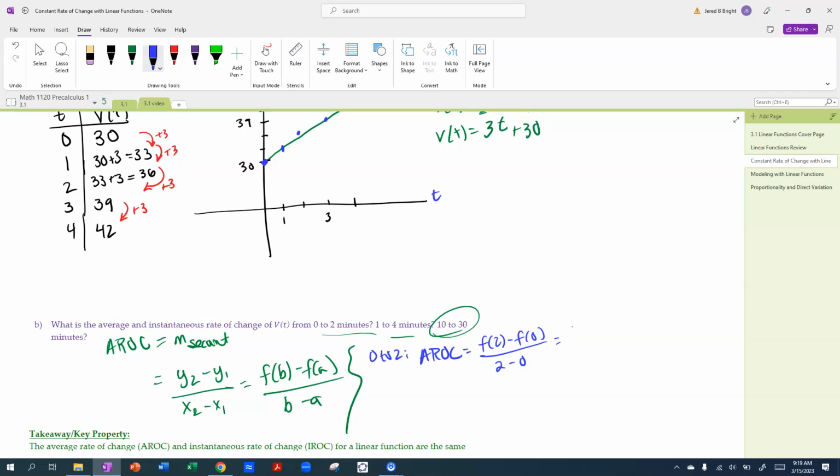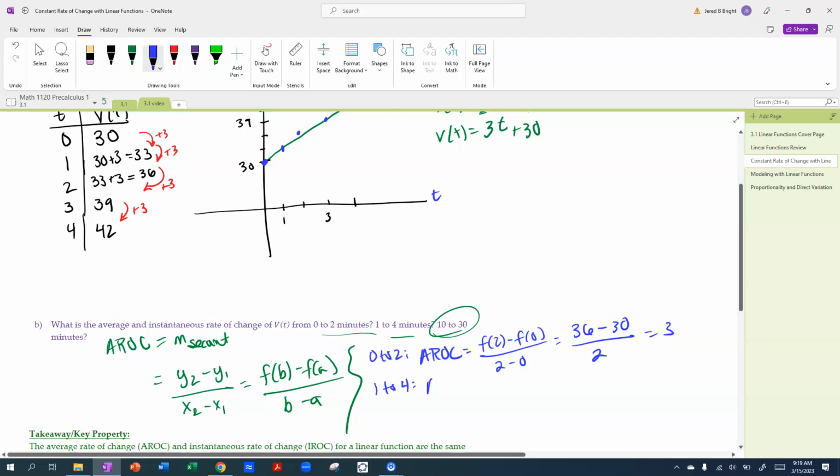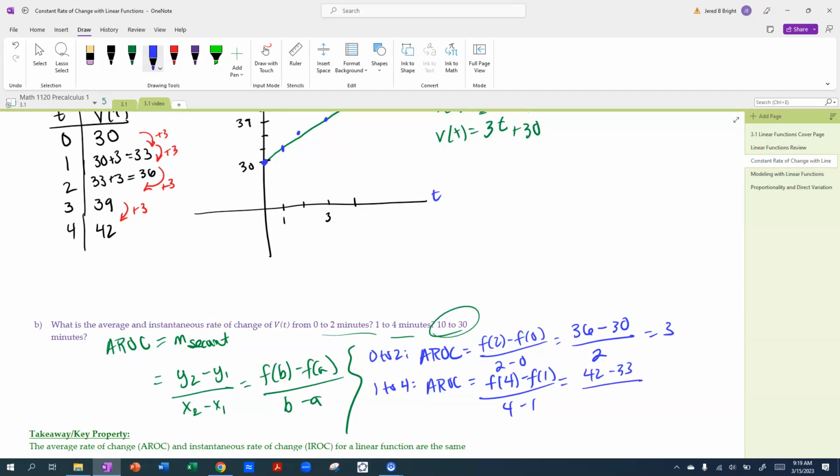Calculation-wise, this would be 36 minus 30 over 2. And so that's 6 over 2, that just gives me 3. And then if I do 1 to 4, the average rate of change there would be f of 4 minus f of 1 over 4 minus 1. So I get 42 minus 33 over 3. 9 in the numerator divided by 3 gives me 3. So do you want to conjecture what it might be from 10 to 30? 3. Yep, it ends up being 3.